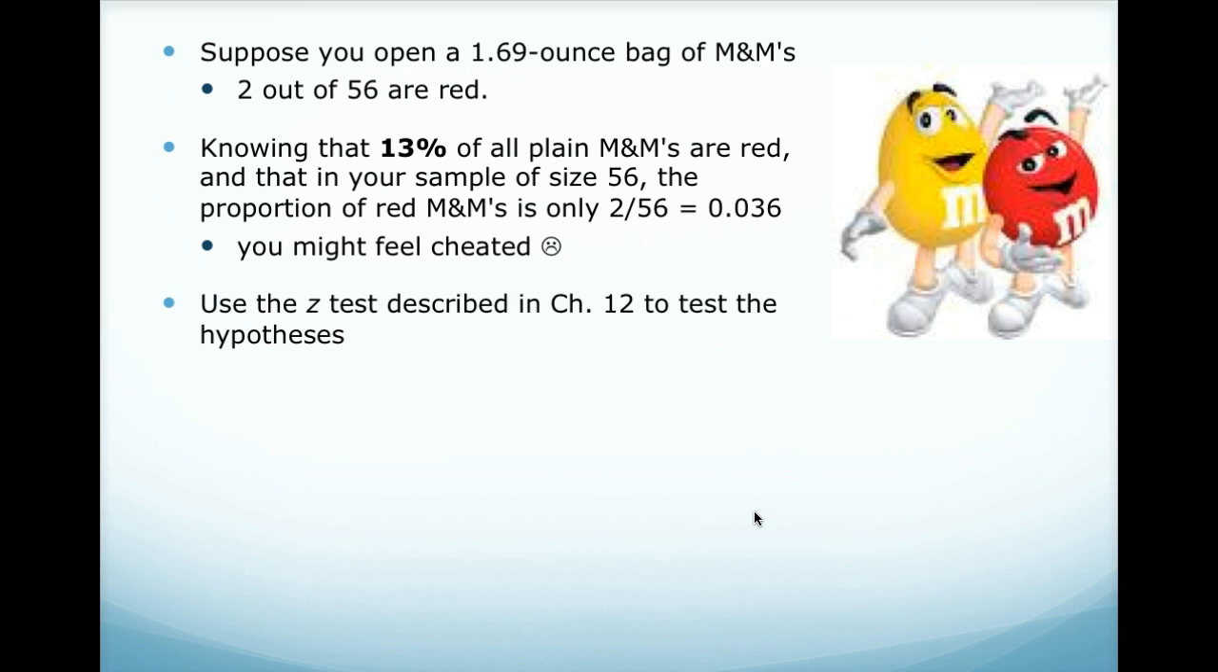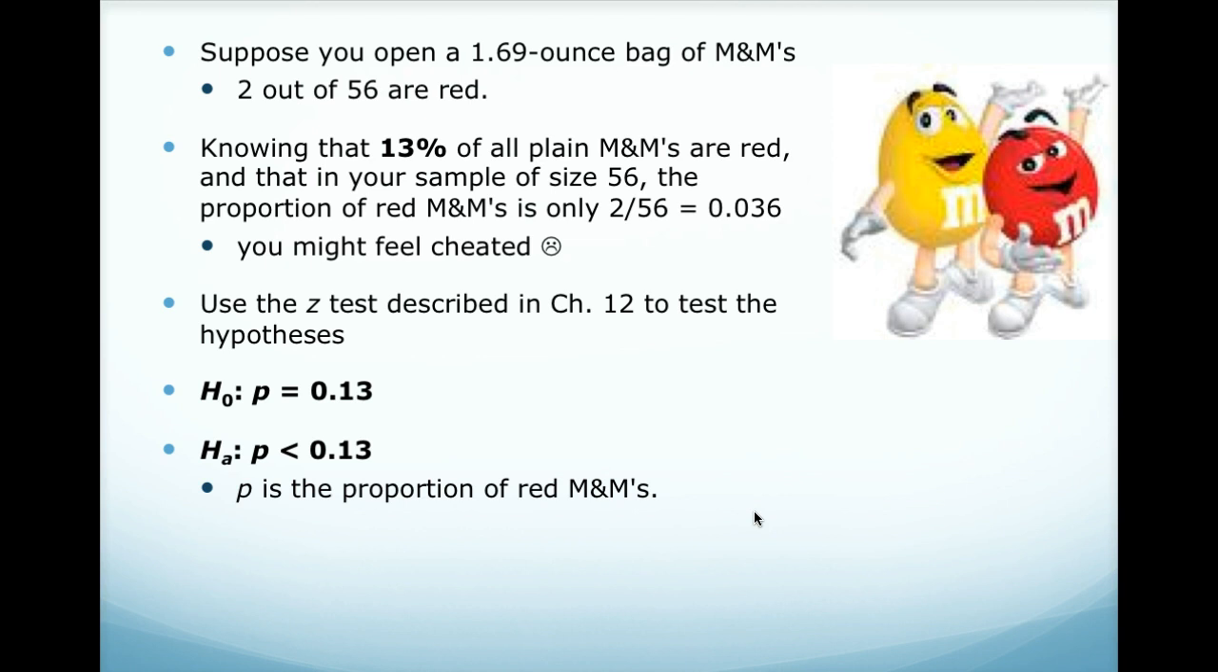Now, from previous chapters, specifically chapter 12, we could do a proportion Z test to test whether or not this is a true statement. In fact, you actually have done a very similar problem like this, but with yellow M&M proportion. And we'd be looking at the proportion of red M&Ms in this case. So we could do this.